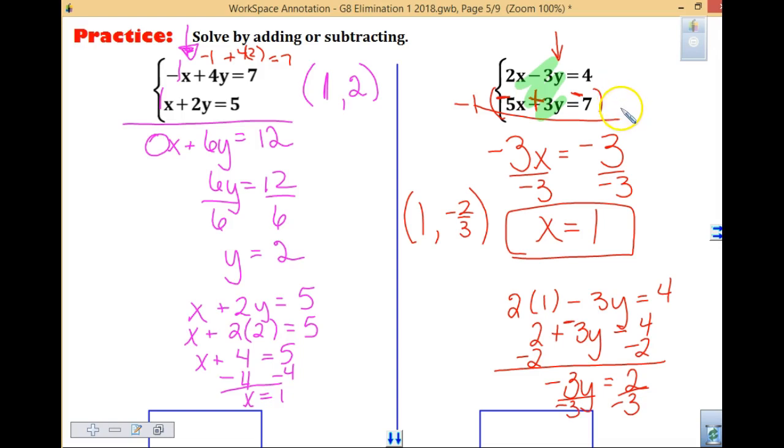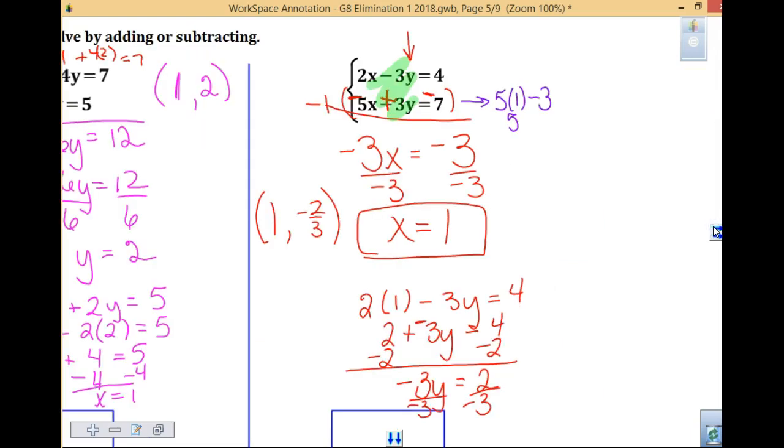So now we go to this second equation. And in this second equation, if we go 5 times 1, that's 5. And the original equation was a negative 3. And if we go negative 3 times negative 2/3, that's going to become 6 divided by 3. And 6 divided by 3 is 2, and 5 plus 2 is 7. That was the original equation that was in black, right? Because this would have been 6 divided by 3, and that is 2. So it checks that it works.